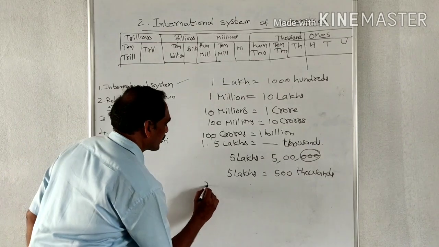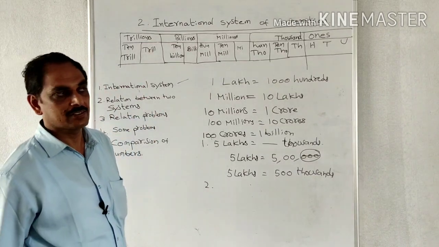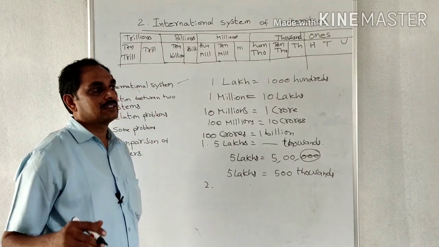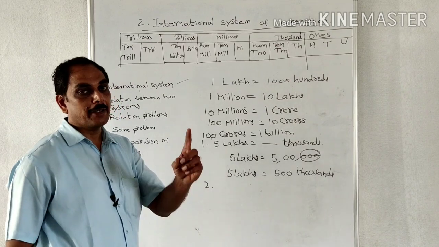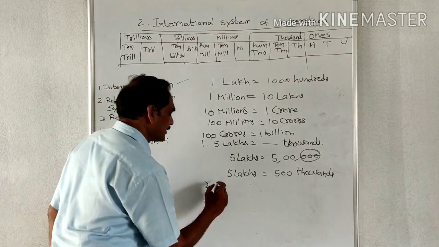Next, problem 2: how many thousands make a million?